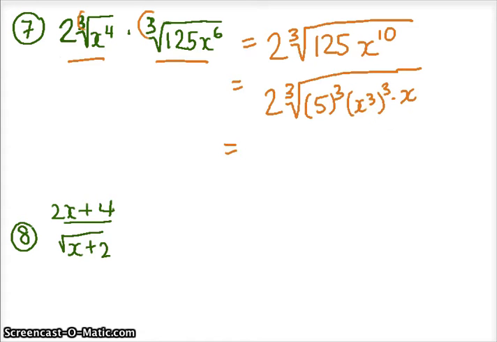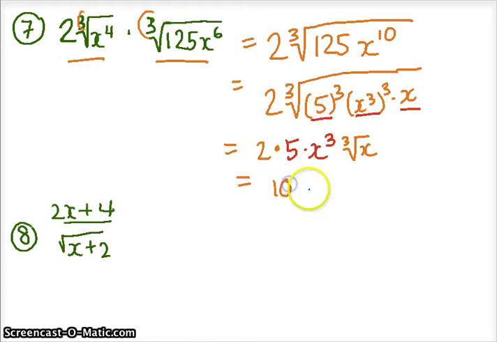So then this equals 2 times, and we have 5 to the power of 3, so 5, and this is all outside of the radical, times x to the power of 3. But since this last x right here is not to the power of 3, we just have to keep that inside the radical. And then we can simplify this by multiplying the 2 times 5, which is 10. So 10x to the power of 3 times the third root of x. So this would be our answer.